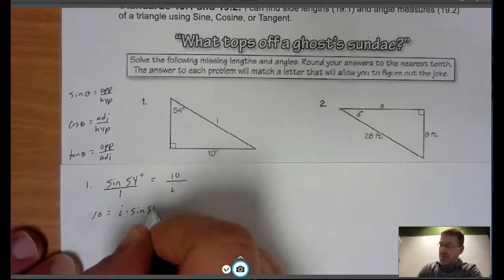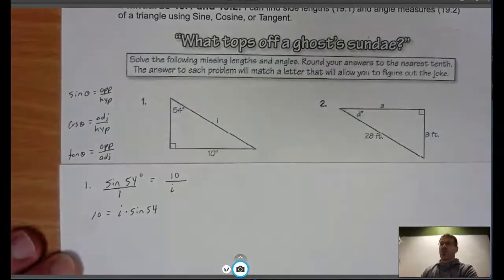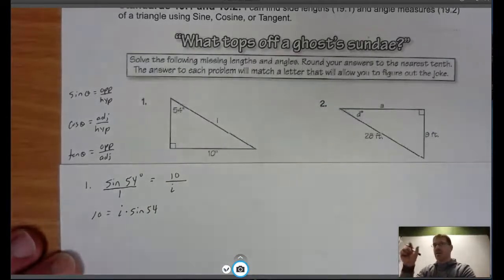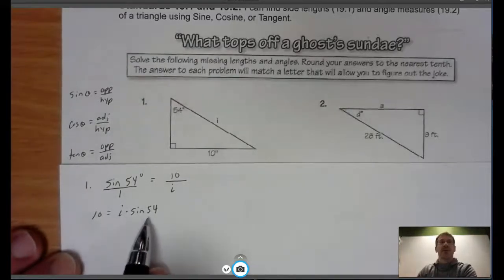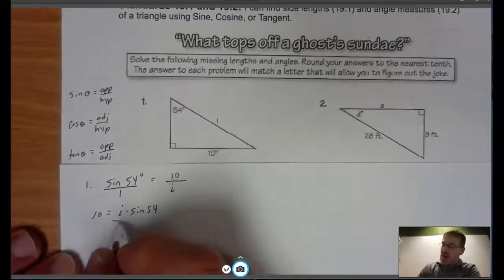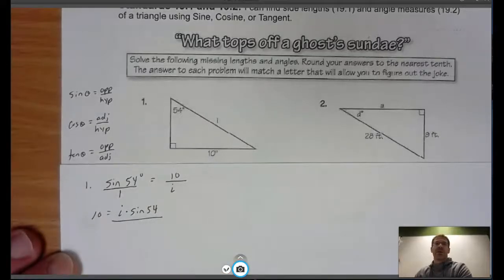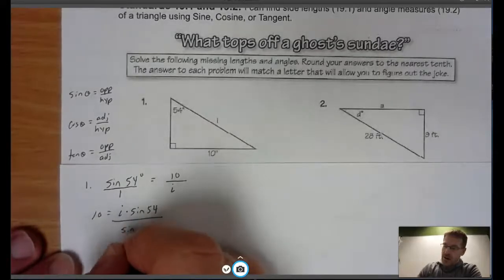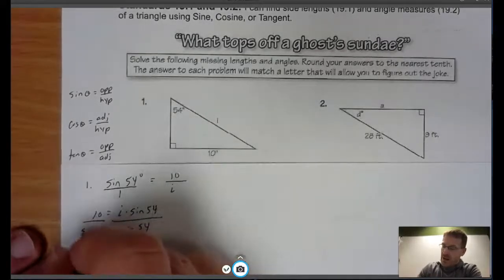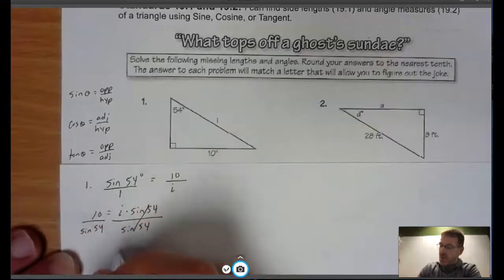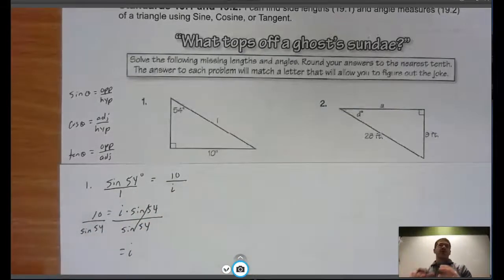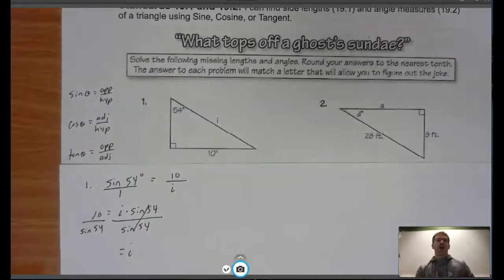Remember, sine of 54 is a number, like square root of 3 or something like that. It's just a different type of representation. So I can leave it as sine of 54 until the very last piece. Then I'm going to divide by sine of 54, just like if I had 2x equals 10, I would divide by 2. So sine of 54 and sine of 54. The reason we want to do that is to make our answer as exact as possible at the end of our problem, so we don't want to round at the beginning and at the end.